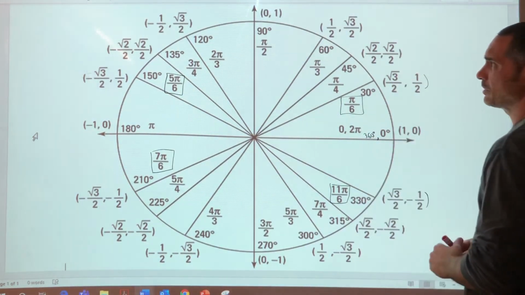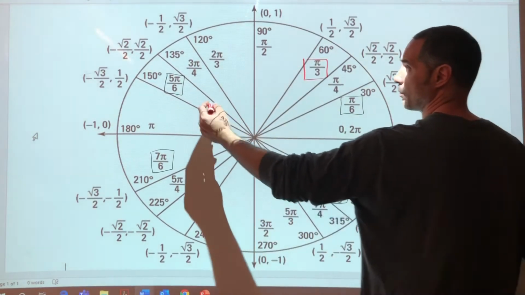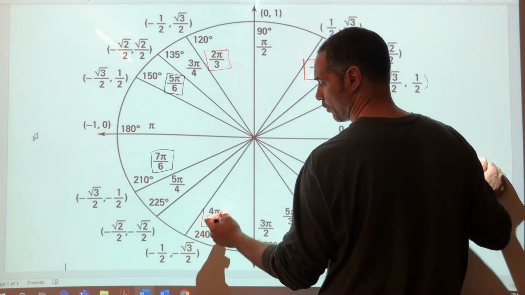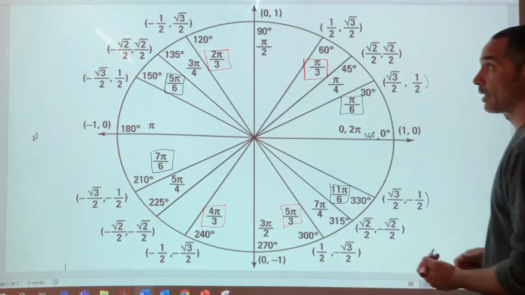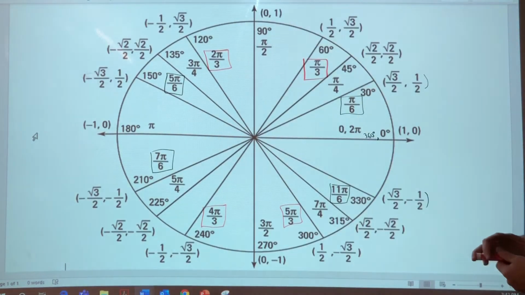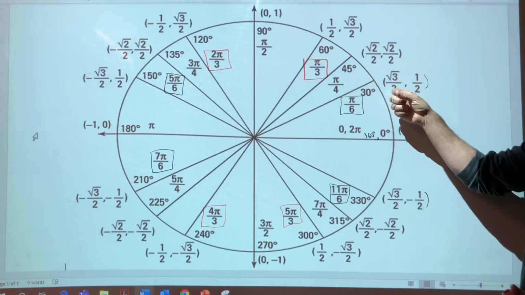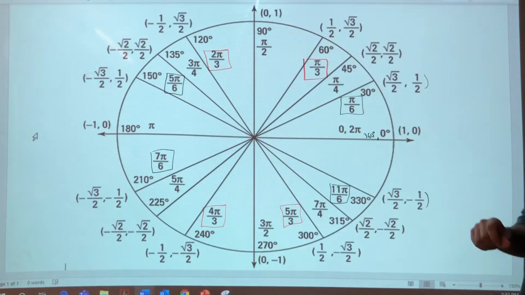If you're looking at families of values, we also have another family of values, the pi over 3 family. So we have pi over 3, 2 pi over 3, 4 pi over 3, and 5 pi over 3. And you'll notice that they have the same values as the pi over 6 family. Now instead of having square root of 3 over 2, 1/2, they switched the order. It's 1/2 and then square root of 3 over 2.